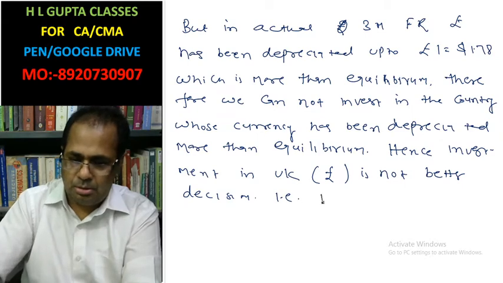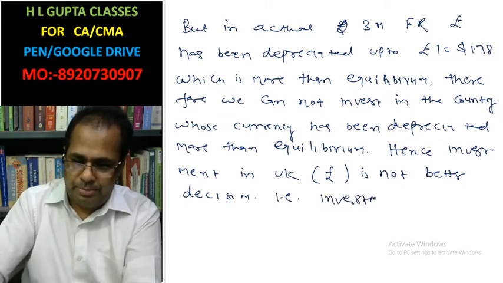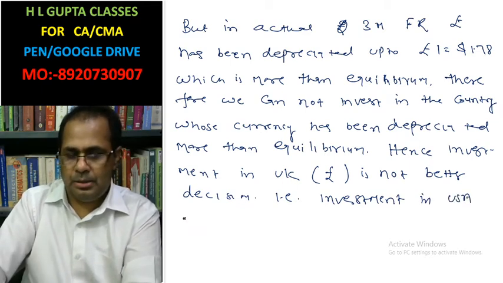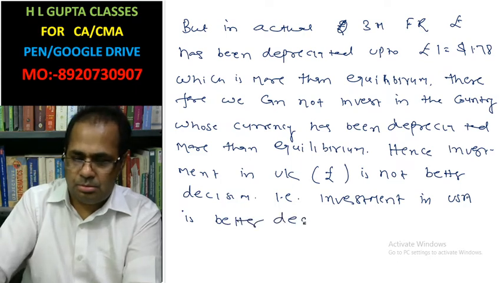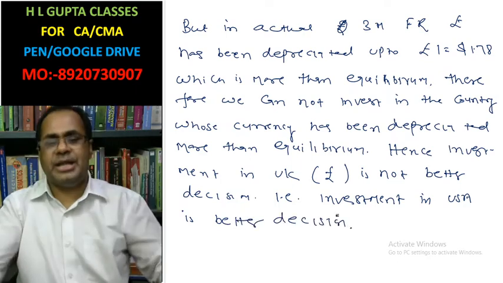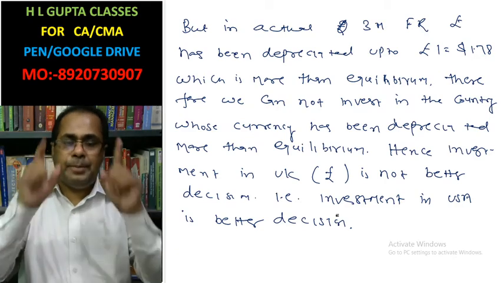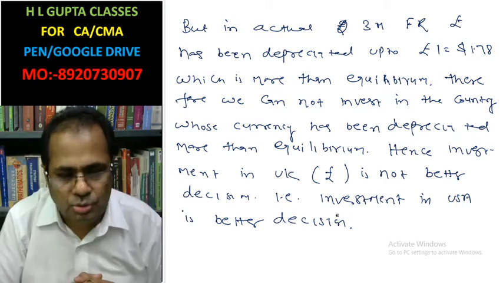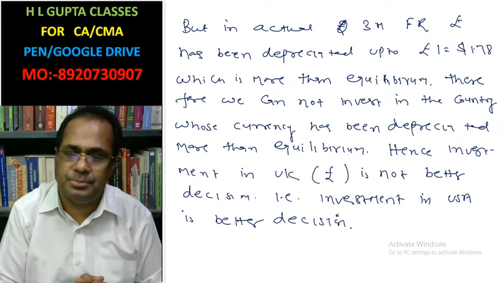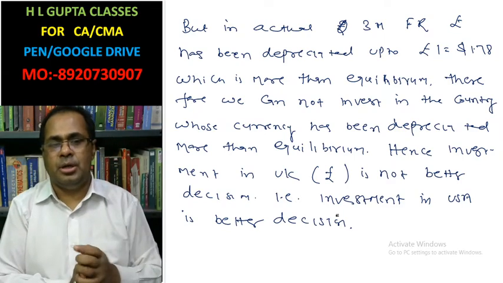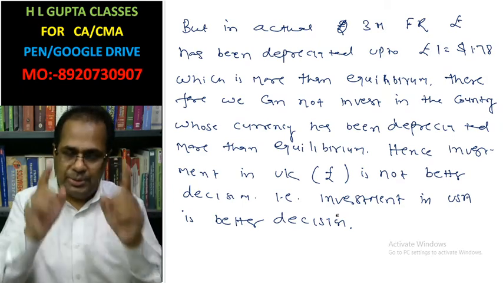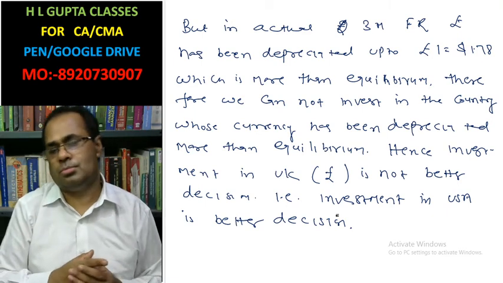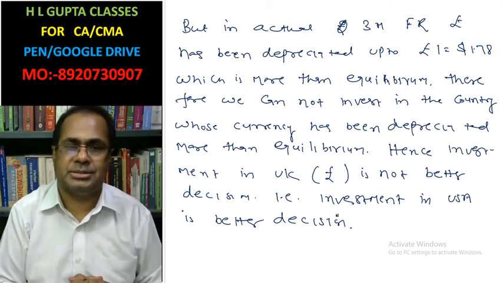That is, investment in USA is better decision. That is what I have given in part A. In part A, what was the solution? Investment in USA was better decision. Why? Because the UK currency has been depreciated more than the equilibrium, and the USA currency premium is more. Okay, that is the answer.